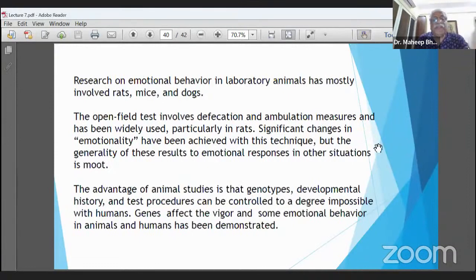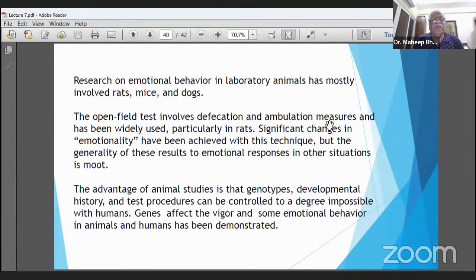Different types of studies have been carried out in laboratory animals to study emotional behavior, mainly rats, mice, and dogs. There is one typical test known as the open field test, in which there is a marked area of a specific dimension. Animals are left in this area after some kind of treatment, like a rat being exposed to a picture of a kitten, and then they are observed for different time periods to see how they behave.